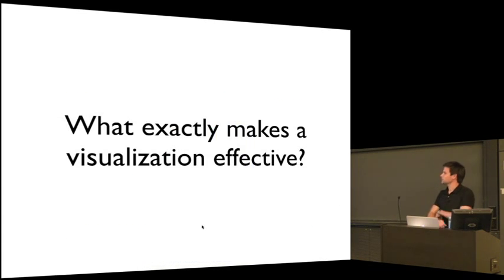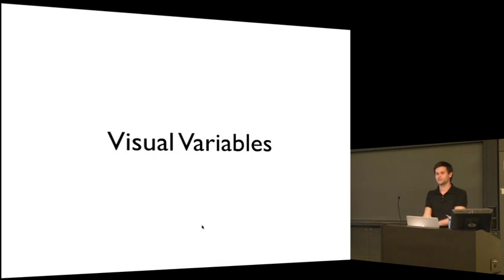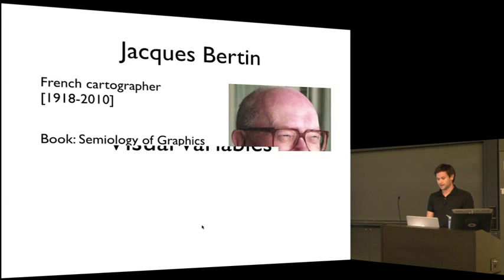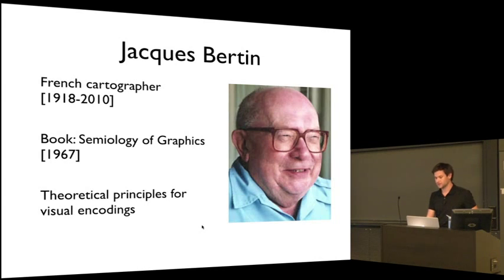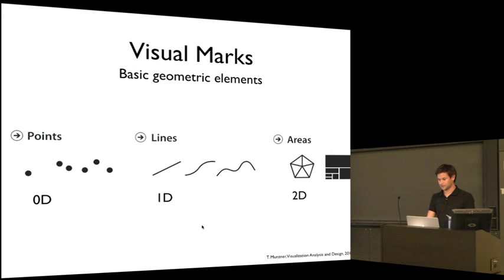Okay, so now let's talk about what exactly makes a visualization effective. There are these visual variables, this basic alphabet or basic vocabulary of visualization. And the guy who published a really important book called Semiology of Graphics is Jacques Bertin. Jacques Bertin was a French cartographer, and in 1967 he published this Semiology of Graphics. That's really the theoretical principles for visual encodings. And he did a really good job, and most of the stuff is still valid today, of course.